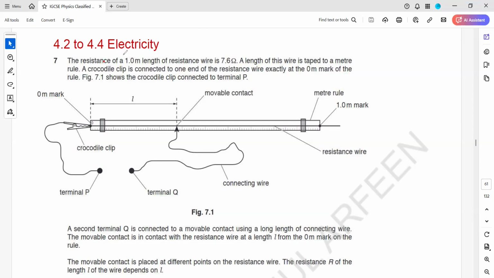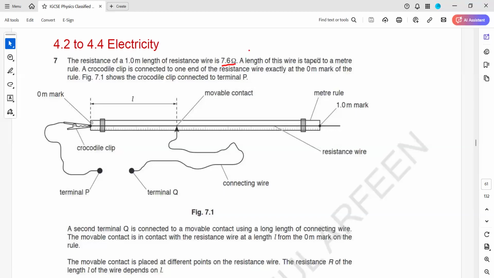The resistance of a 1 meter length of a wire is 7.6 ohm. So this here, this is a 1 meter wire. The resistance of this 1 meter wire is 7.6 ohm, the whole length, okay?